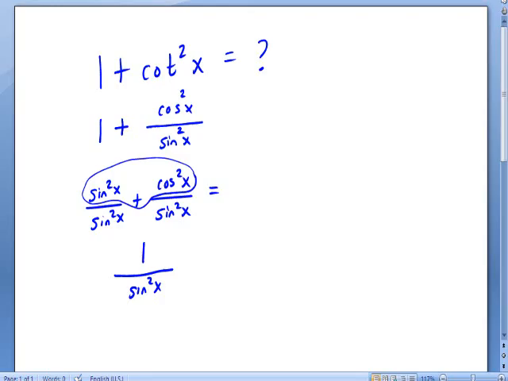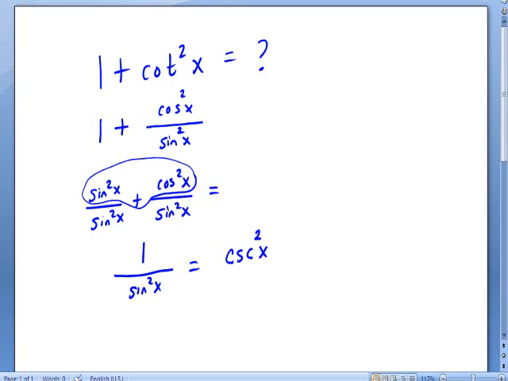So now I've simplified the left side to 1 fraction. It's 1 over sine squared, and by definition 1 over sine is equal to cosecant, so 1 over sine squared should be cosecant squared. So if I'm ever working with an equation and I see a 1 plus cotangent squared, I could rewrite it as cosecant squared. Might make the problem a little bit easier to work with.